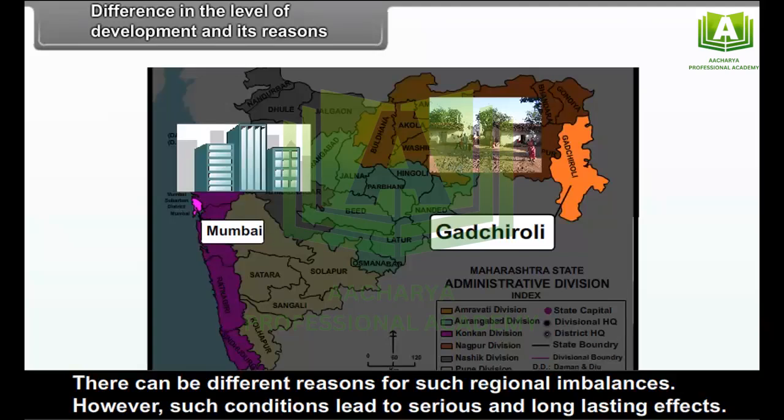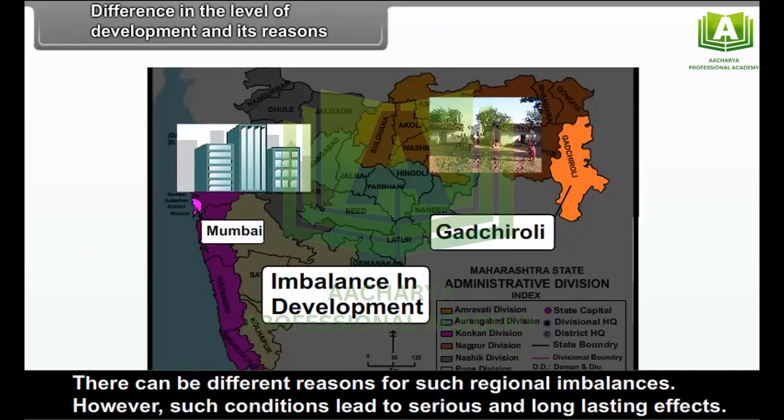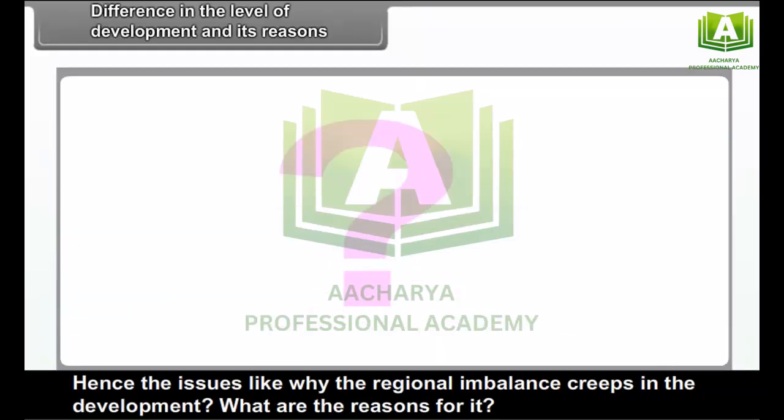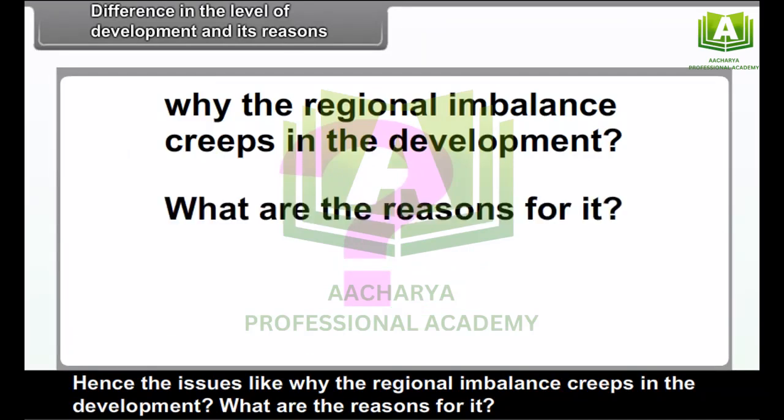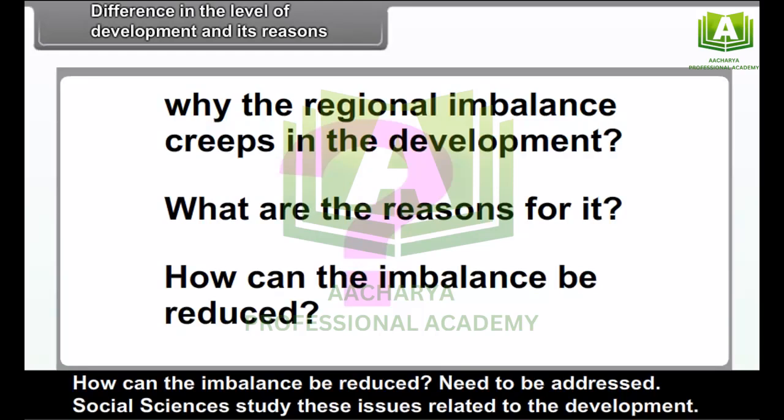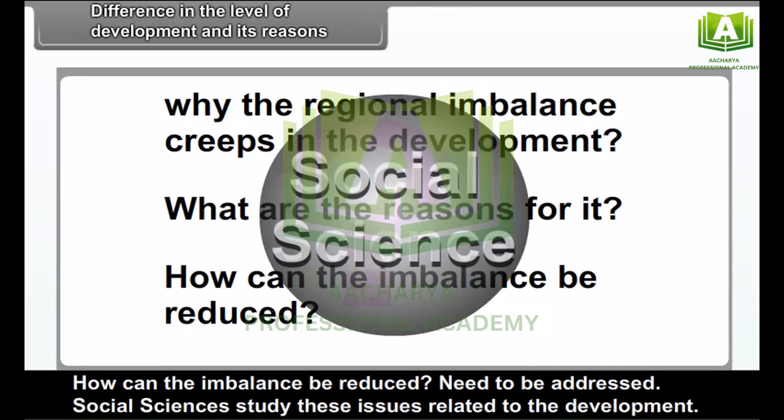There can be different reasons for such regional imbalances. However, such conditions lead to serious and long-lasting effects. Hence, the issues like why the regional imbalance creeps in the development, what are the reasons for it, how can the imbalance be reduced, need to be addressed. Social sciences study these issues related to the development.